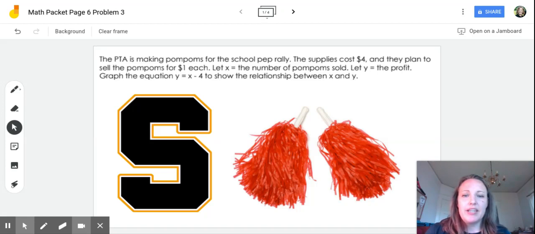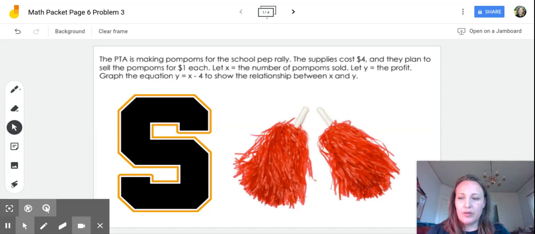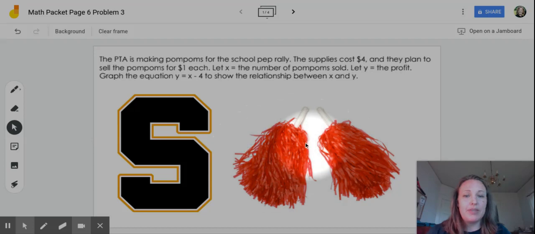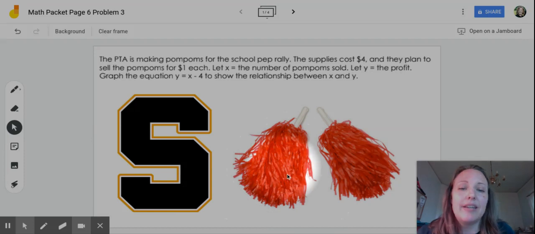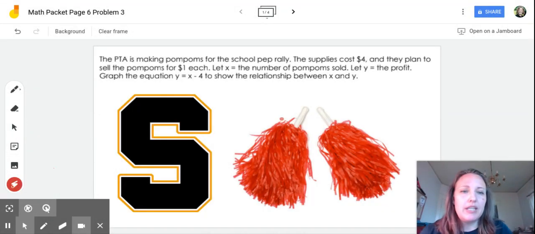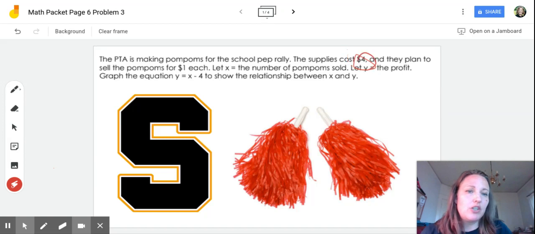So this PTA is making pom-poms. And so here are pom-poms. These are orange, of course, for Sarah Scott. Here's our emblem. And they're going to make some. So it's like some plastic stuff and some little handles, right? So it says the supplies cost $4. That's how much they have to pay when they go to buy their stuff. Then they're going to sell the pom-poms to students, maybe at lunch, for $1 each. So just one pom-pom costs $1.